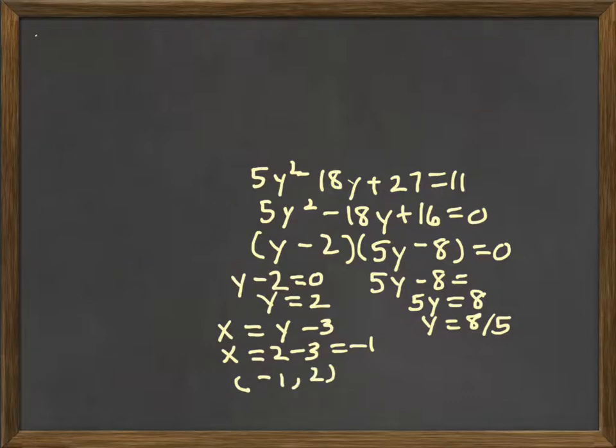And if I take that same x equals y minus 3, I can either think about 3 as 15 over 5, or I could take out my calculator and do 8 over 5 take away 3. Either way, I get x equals negative 7 over 5. And so a second solution is negative 7 over 5, 8 over 5.